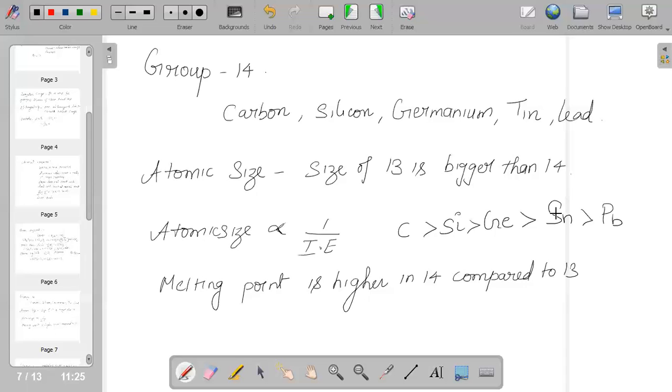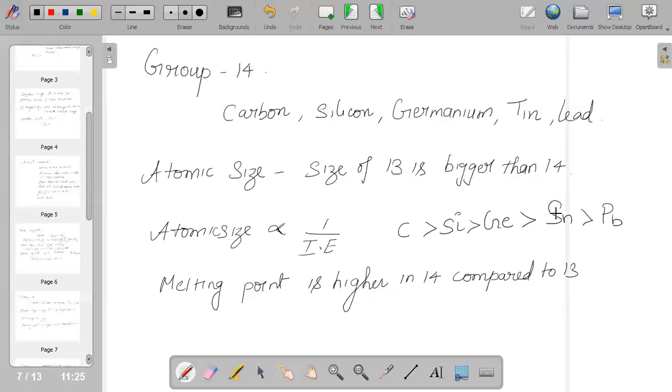The boiling point of group 14 is higher than group 13, as they form covalent bonds because of their small size. And in melting point, as you are moving down the group, melting and boiling points decrease due to increase in size, and the bond formed will not be so strong.